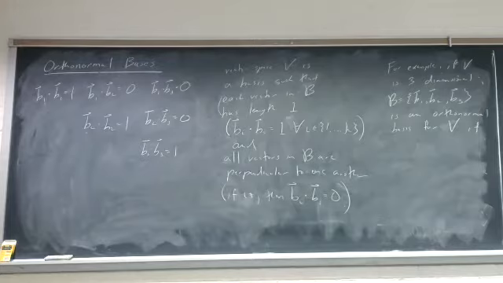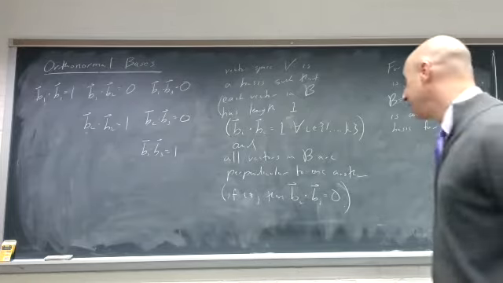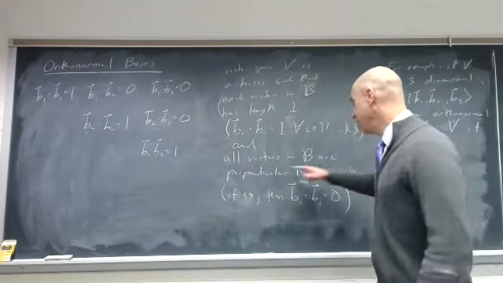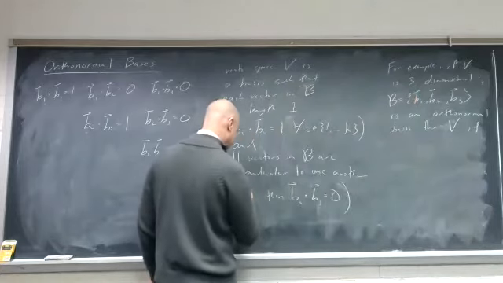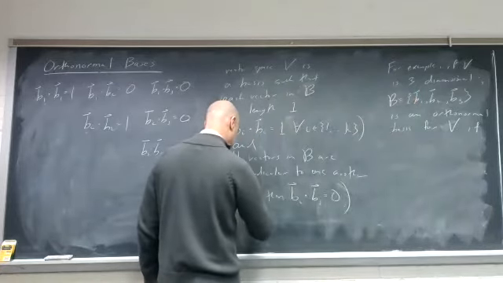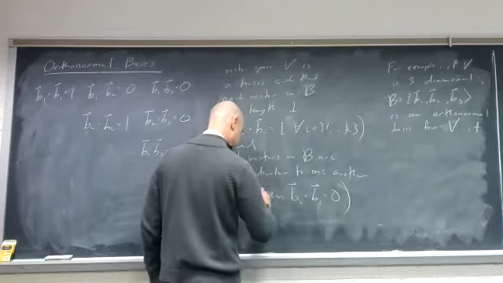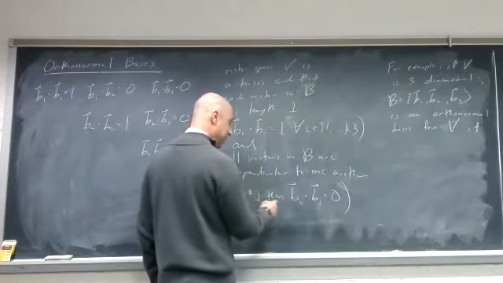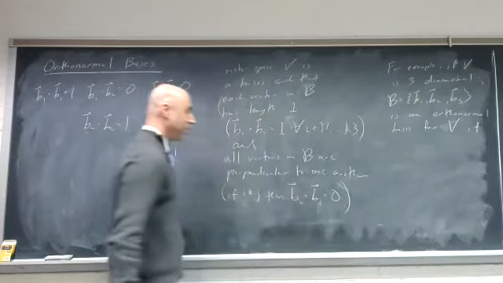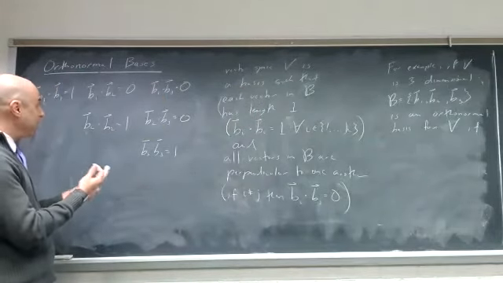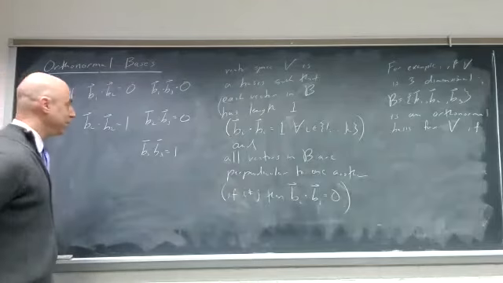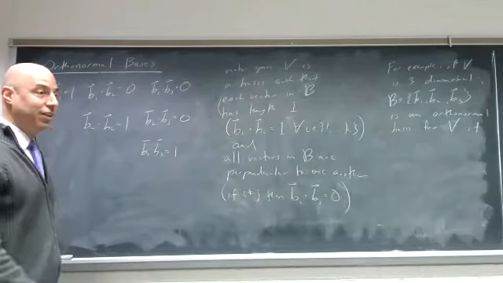What is that word after the if, in the bottom of the second row? If i doesn't equal j. Okay. So if i and j are different, then bi dot bj is 0. In other words, if bi and bj are different vectors, you want their dot product to be 0. You want them to be perpendicular.